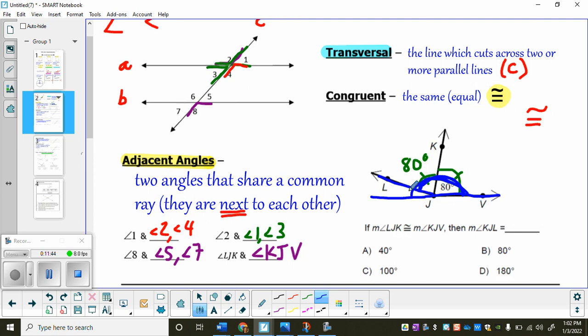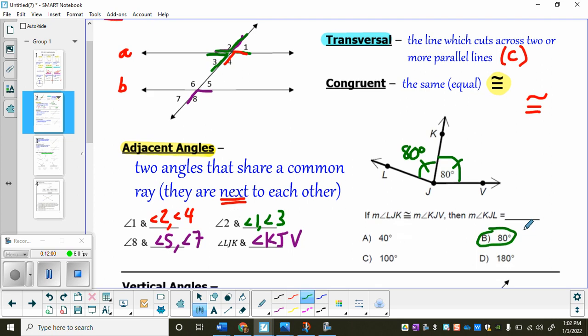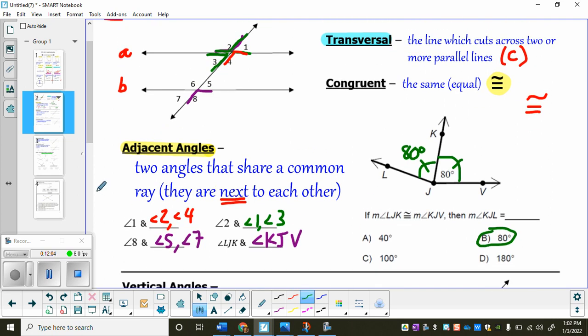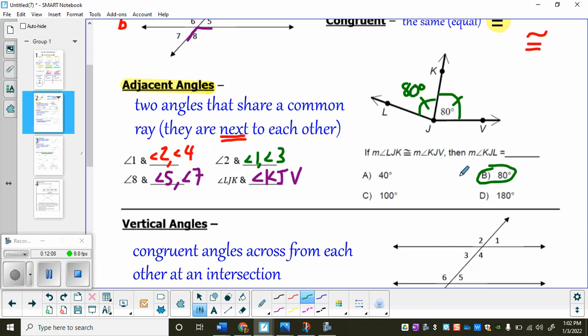So it's not asking about supplementary. I didn't want you to get confused about what we discussed on the other page. It's just asking if they're congruent. It's just asking if you know what the word congruent means, and if you know how you can read it in the language of algebra. So we're going to pick letter B right here for 80 degrees, and we're going to move on. So this is us getting really comfortable with how to find adjacent angles and what congruent means.